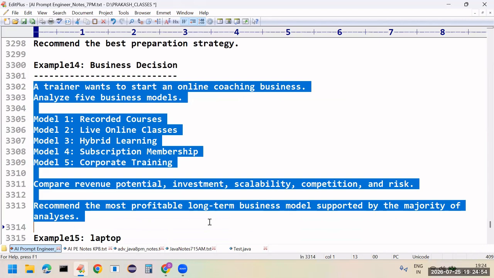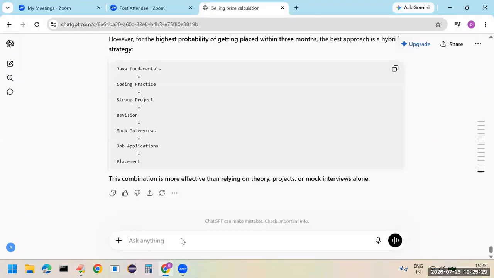You can go for recorded courses. What is the second approach? Live online classes. What is the third approach? Hybrid learning. What is the fourth approach? Subscription membership. What is the fifth approach? Corporate training. So compare revenue potential, investment, scalability, competition, and risk. Recommend the most profitable long-term business model supported by majority of analysis.